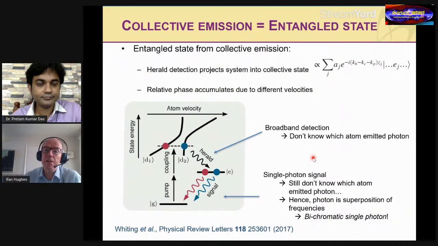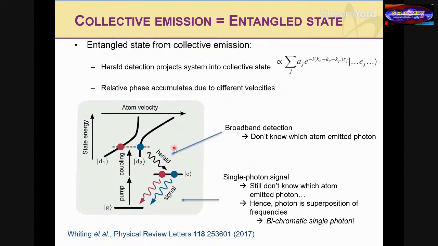So that's a slightly different picture of what happens. So we put in two laser beams. We happen to call them the pump and the coupling beam. And then there's an interaction. Two velocity classes of atoms can emit. If we measure this herald, then the signal can have two colors. So this is what's known as a collective emission.